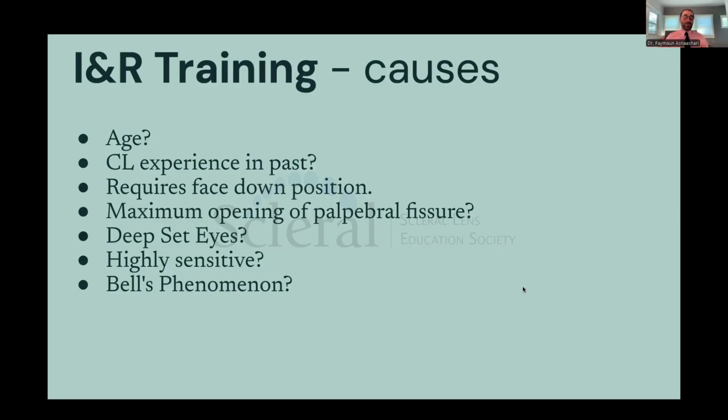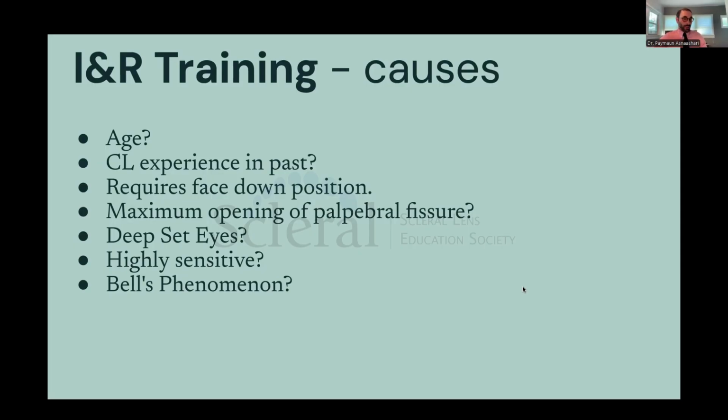Also, this lens requires a face down position. I don't think there's really any other lens that we fit that requires a face down position. And I've had multiple patients who have had back surgery, neck surgery, they're elderly, and they can't put themselves in a completely face down position. So I think this can be a huge challenge and a reason why there can be issues, because it really requires that face down position.